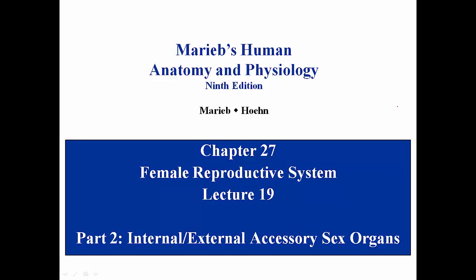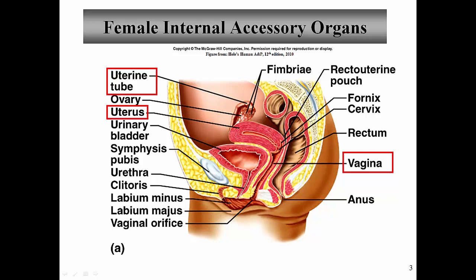Hello, welcome back to part 2 of lecture 19 on the female reproductive system. This lecture is going to cover the internal and external accessory organs of the female, and once again this material is from chapter 27 in Marieb. So we're going to begin with several internal accessory organs, and then we'll cover the external accessory organs.